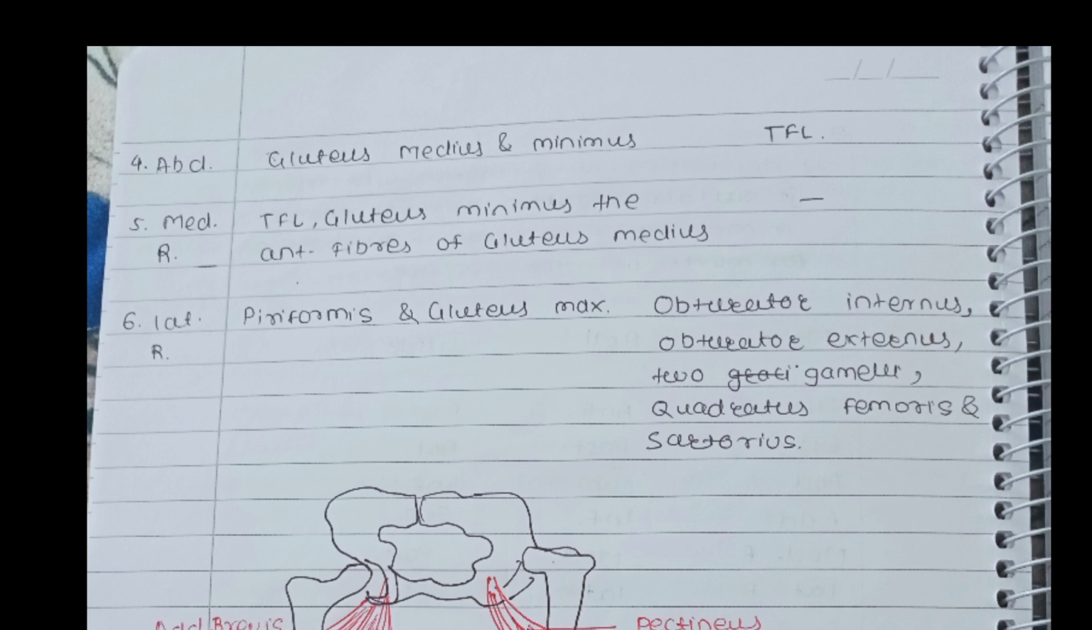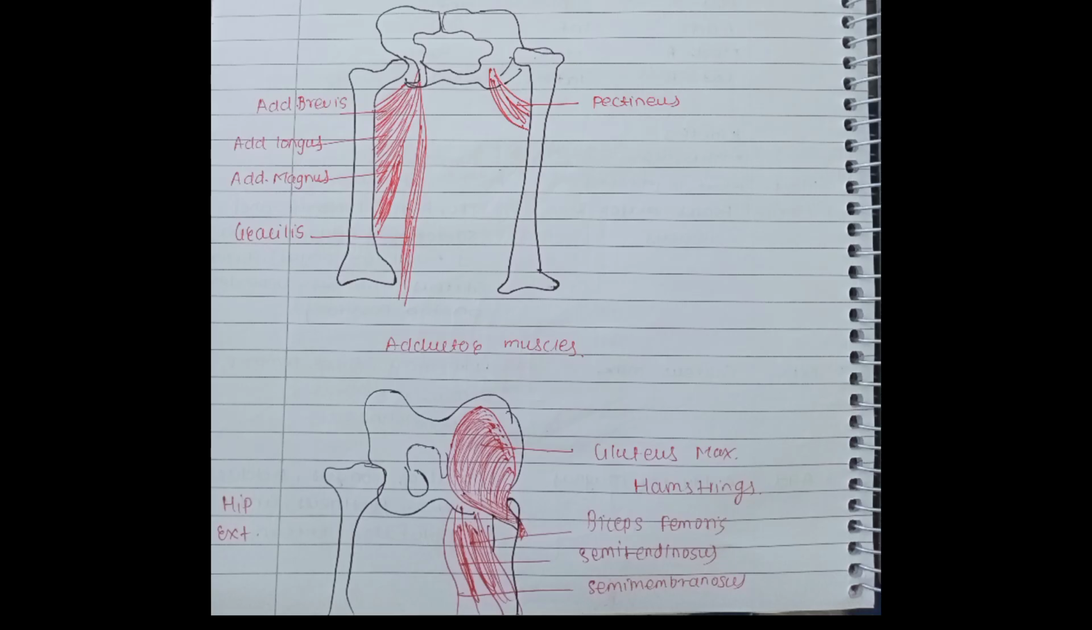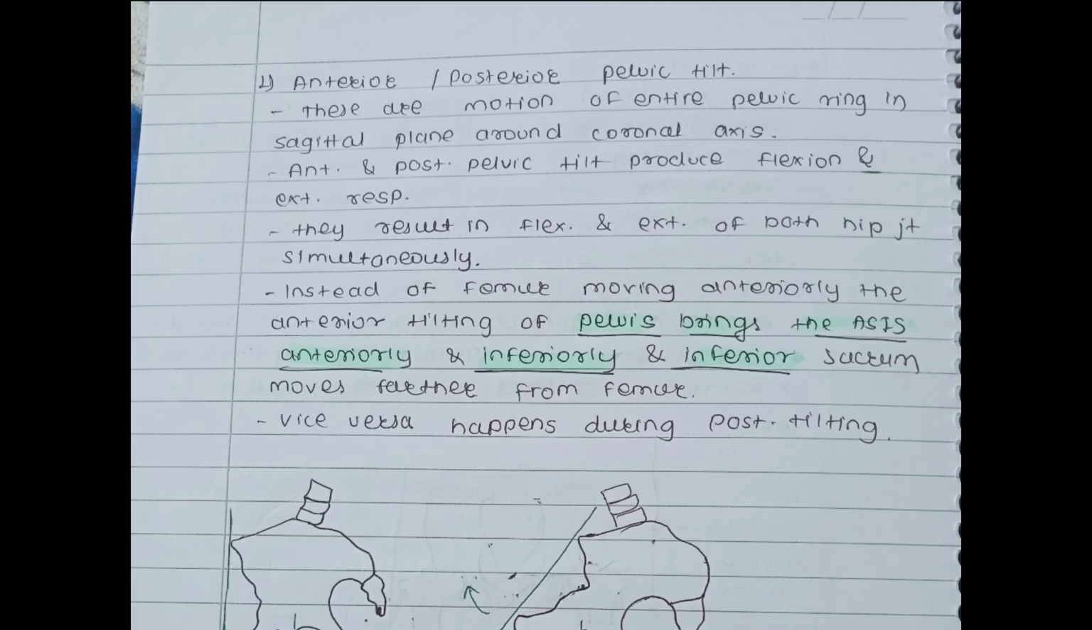During medial rotation, TFL, gluteus minimus and the anterior fibers of gluteus medius. And during lateral rotation, the primary muscles are piriformis and gluteus maximus. You can also draw this diagram in your exam. There are some clinical terms which can be asked in your exam for 7 marks and in your viva also.